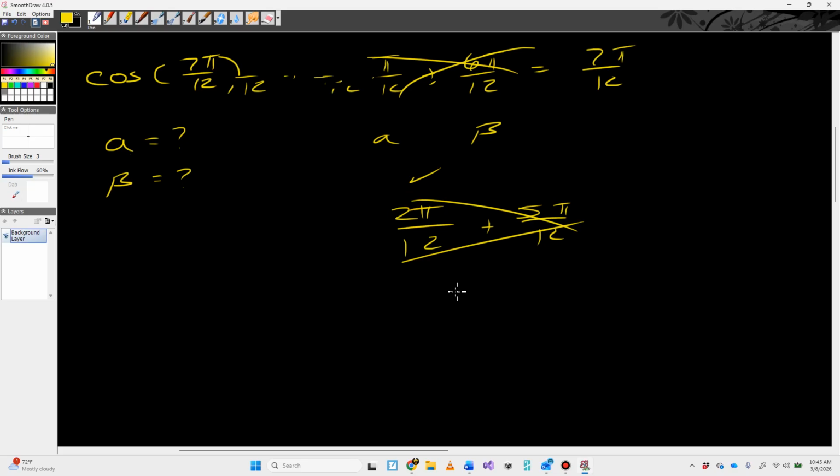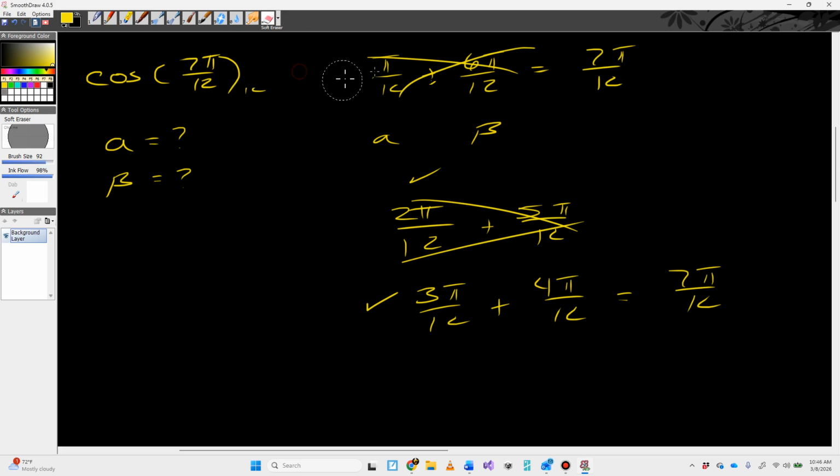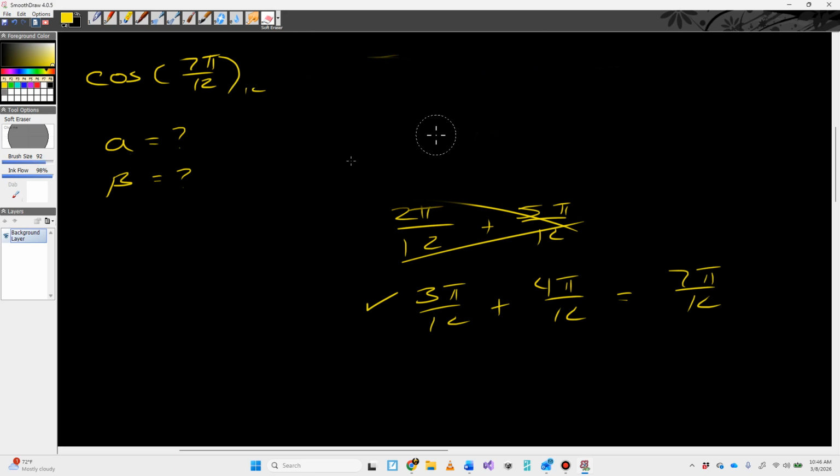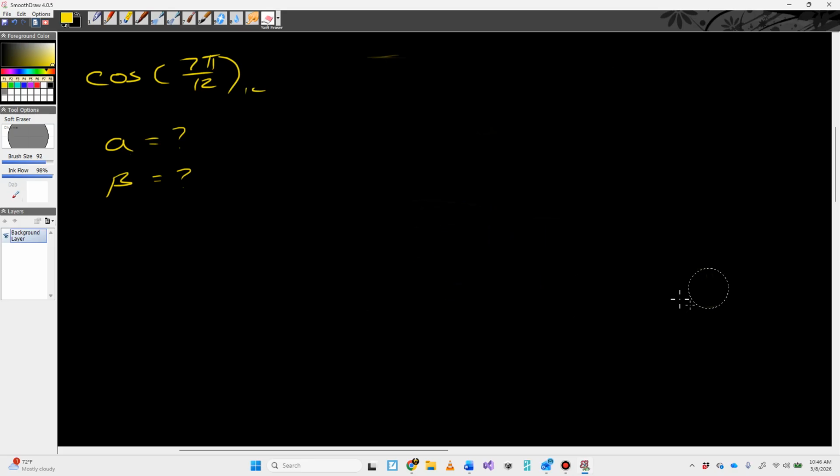Can't use that one. Well, what about 3 pi over 12 plus 4 pi over 12? Again, that is equal to 7 pi over 12. That's what I'm trying to find. I'm just splitting this up like I would if I was trying to factor something. Well, this reduces to pi over 4. This reduces to pi over 3. They're both on the unit circle. I can, in fact, go ahead and use that. So I am now going to erase all of this stuff because I don't need it anymore. I have already found what I'm looking for.